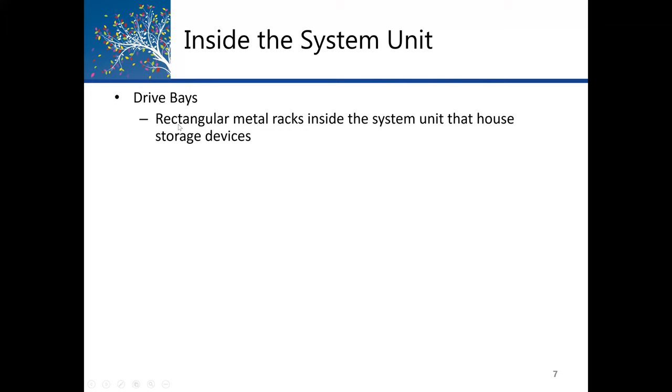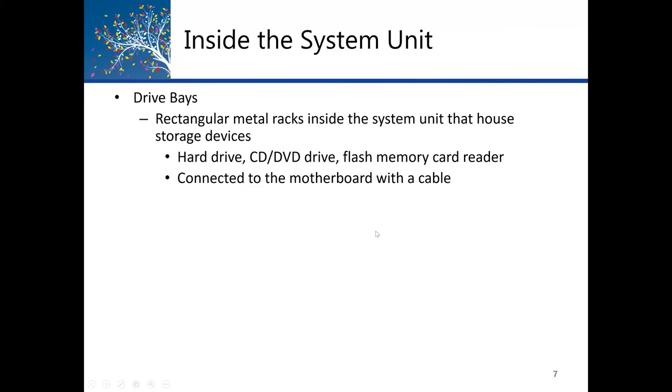Also, we have the drive bay. The drive bay is a rectangular metal rack that is inside the system unit, and it normally houses the storage devices, such as, again, the hard drive or the DVD drive, etc. For example, it's a hard drive, the CD, DVD drive, flash memory card reader. Also, it's connected to the motherboard with a cable. Actually, every component in a computer system is connected to the motherboard, including the CPU, the memory, etc.